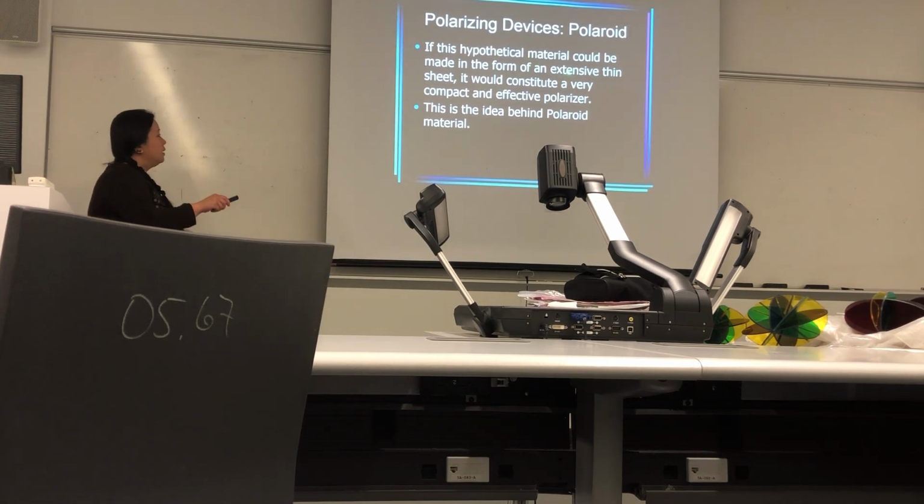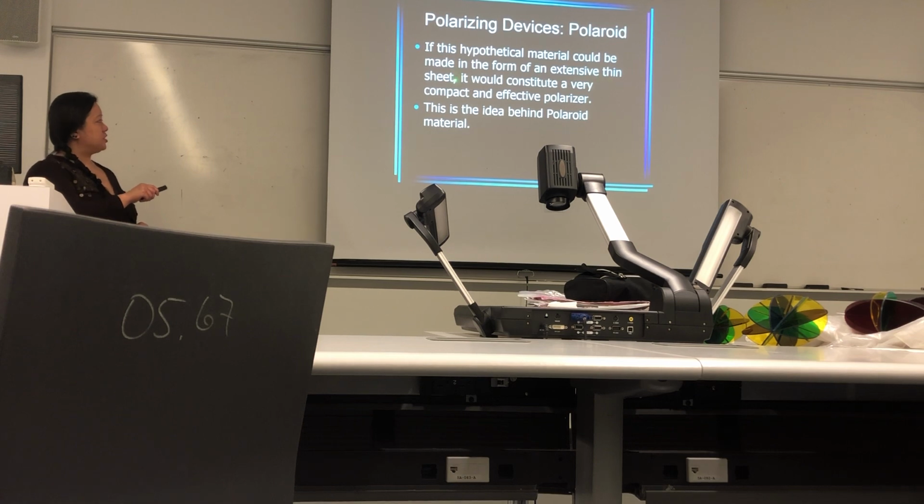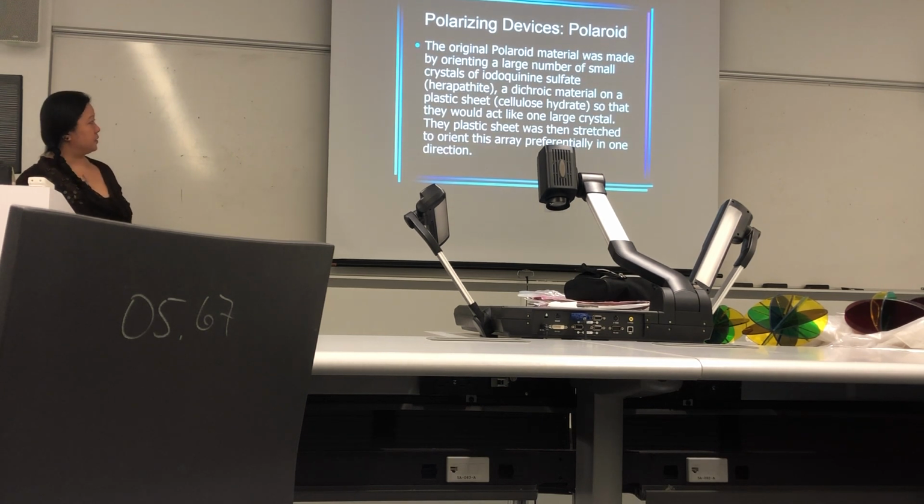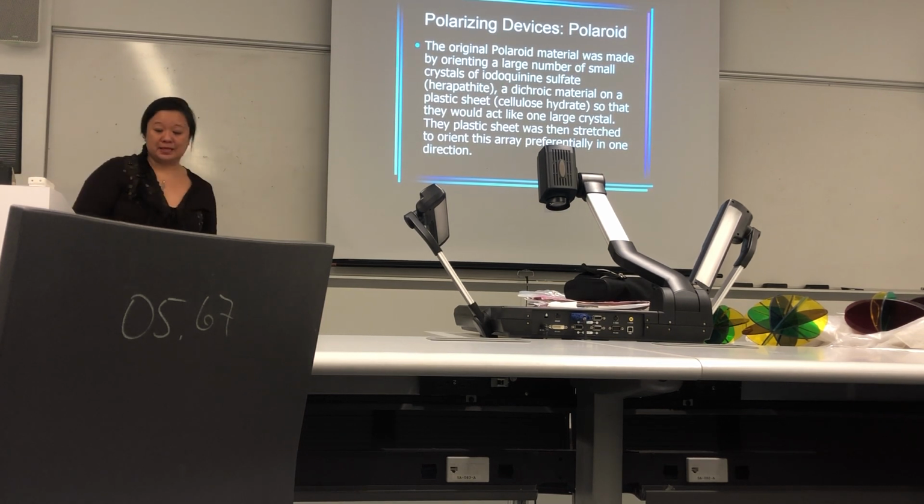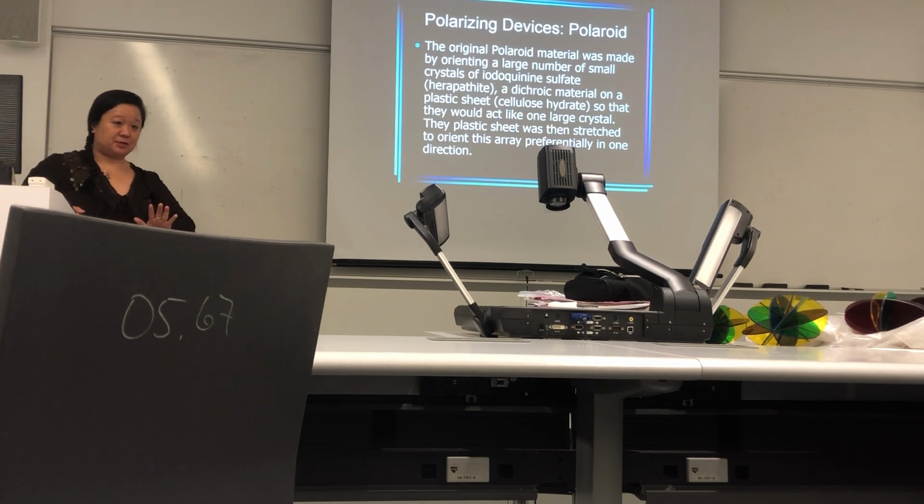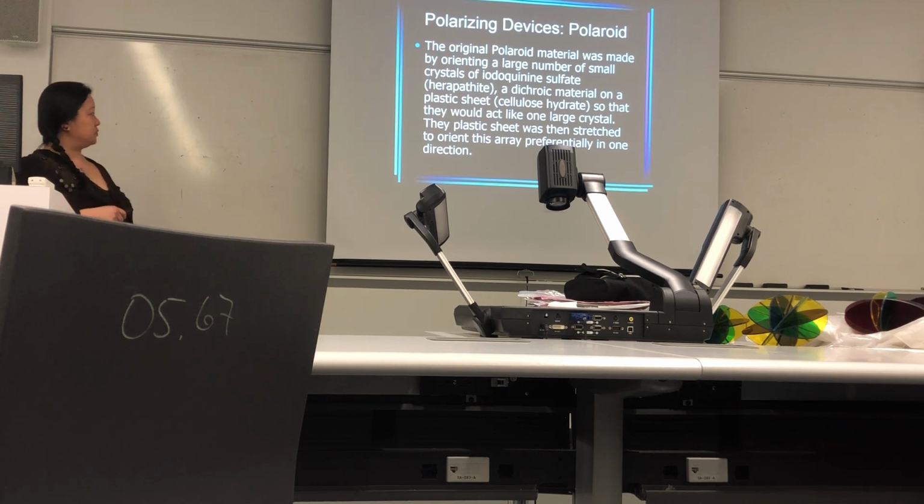So this material can be made in the form of an extensive thin sheet. It could constitute a very nice polarizer, and that's the idea behind Polaroid material, like the filters that I just showed you. The original Polaroid material used to make these polarizing filters for PLMs involved orienting a large number of small crystals of iodine sulfate, apatite, and basically putting it on a cellulose hydrate sheet. So basically it's acting like one crystal. Then you stretch it so all the crystals are oriented in the same direction, and that's giving you your Polaroid material.